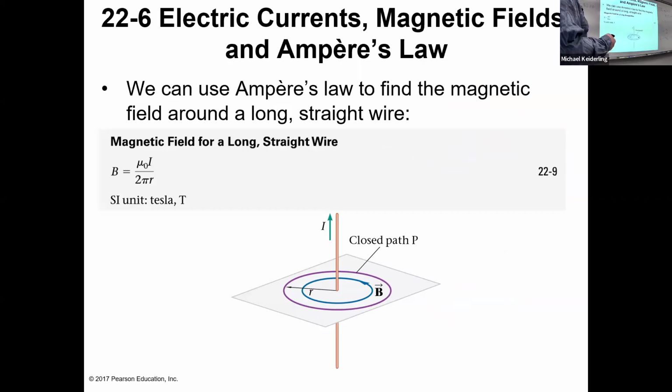So we can use Ampere's law to find the magnetic field around a long straight wire. B is mu naught times the current over 2 pi times the radius.